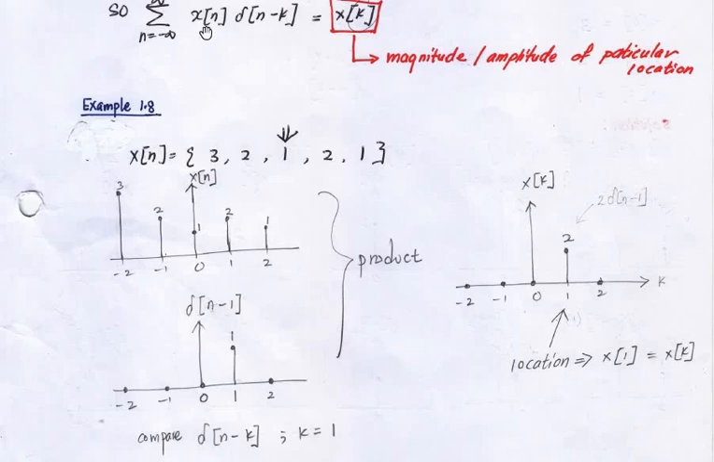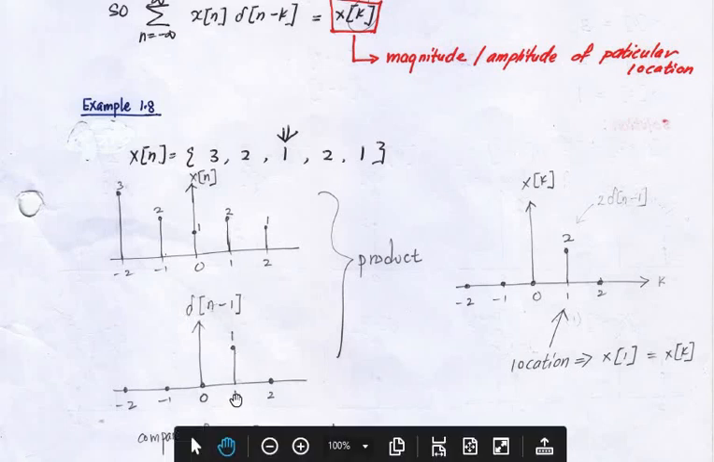This is the numeric sequence, and here we plot the numeric sequence. And then if you look here, x[n] multiplied with delta[n minus k]. For example, delta[n minus k] here is delta[n minus 1]. Delta[n minus 1] means that the amplitude is 1 at the location 1. You take the product of these two, what will be the result?